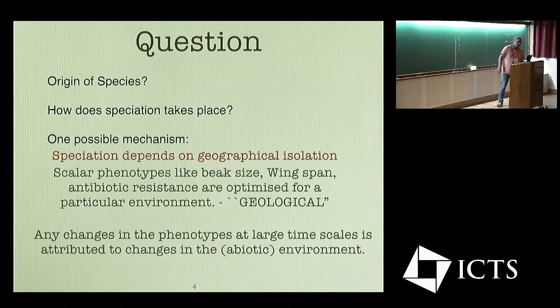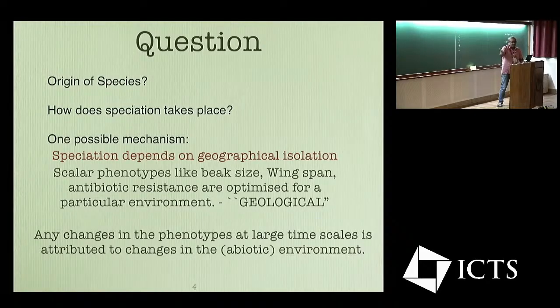Now, for the question of how speciation takes place, one of the explanations given is what I would refer to as geological, in the sense that I have some traits or scalar phenotypes like the wingspan, the beak size, antibiotic resistance, and they get optimized in some environment. This looks more like rock formation or some geological process. It looks very non-Darwinian in some sense, because it throws away the biology and attributes all the biodiversity we see to some geology or geographical niche.